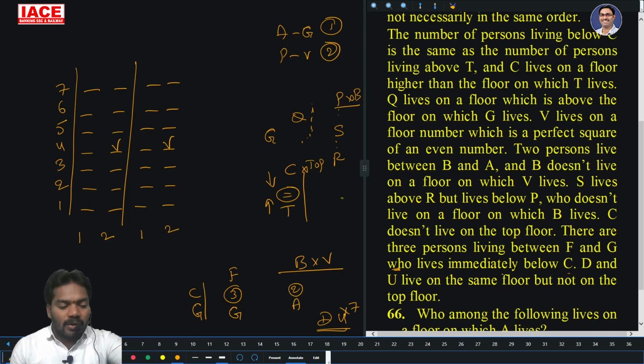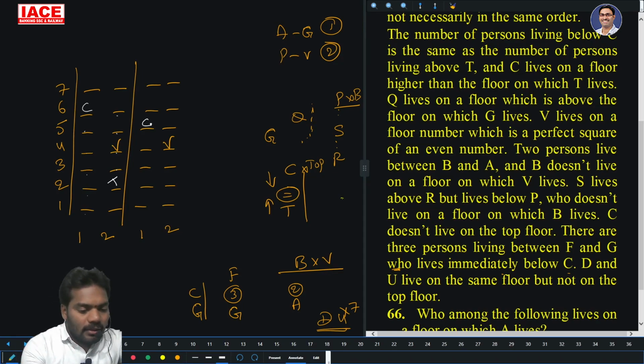Now, below C is the same as above T, they are talking about. If for example I take C here, which is not the top floor, below C how many floors? 1, 2, 3, 4, 5. And above T must be 5. There is only one chance for T. 1, 2, 3, 4, 5.